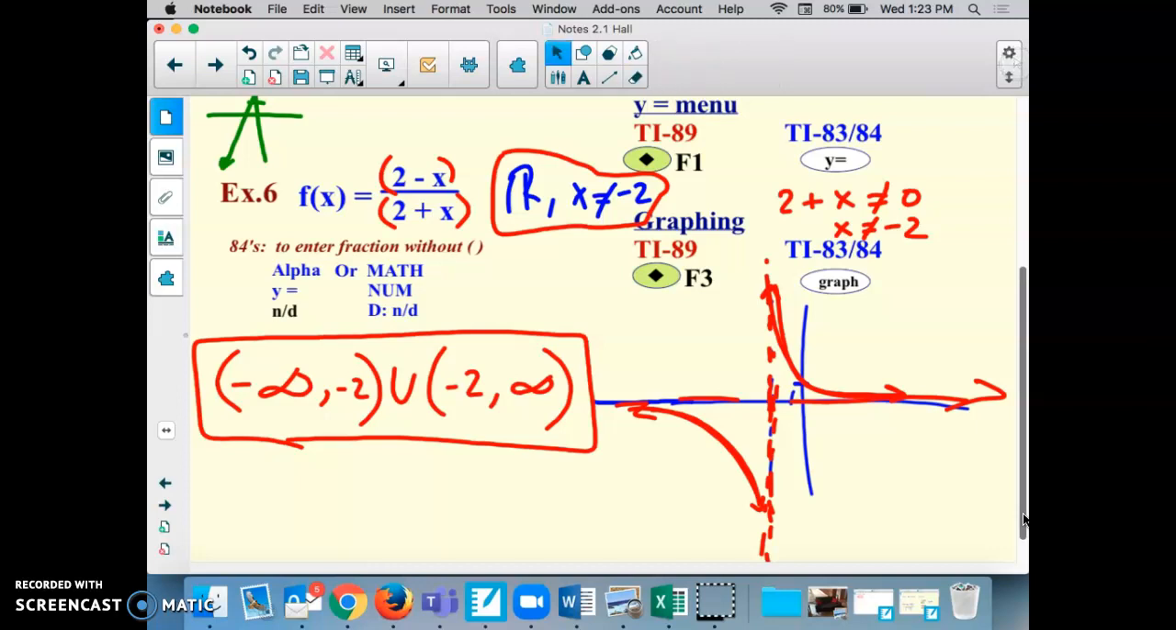A little bit more with your calculator. The 84 is to enter in a fraction without a parentheses. If you didn't want to use a parenthesis, you can use this alpha or math, NUM it says. You could do that if you want. Otherwise, I just use the parentheses.